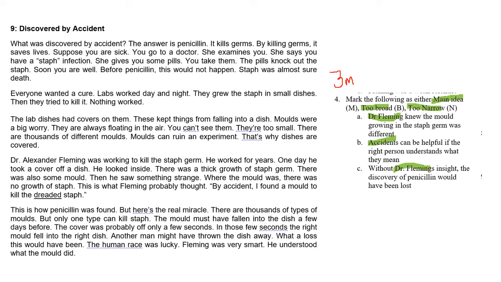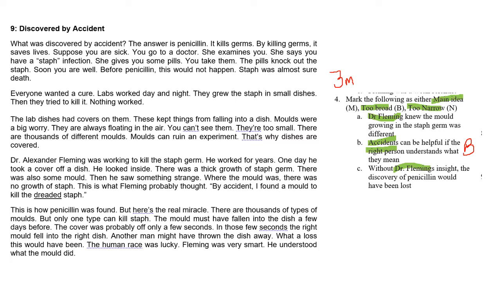So I'm trying to think of the broad answer. This is not about any accident, it is about one accident only. And it is about one scientist only, Dr. Fleming. So let's look at B. Accidents can be helpful if the right person, does not say Dr. Fleming, understands what they mean. This is going to be too broad. It is too broad to be the main idea because it's not about penicillin and it is not about Dr. Fleming.